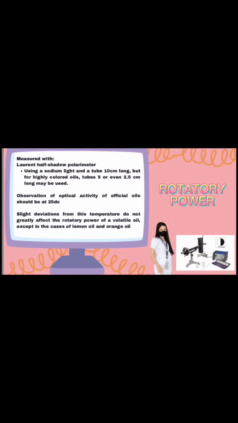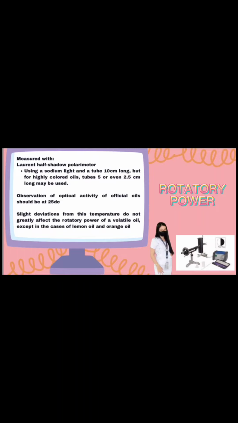Observation of optical activity of official oils should be at 25 degrees Celsius. Slight deviations from this temperature do not greatly affect the rotatory power of a volatile oil, except in the cases of lemon oil and orange oil. The rotatory power of some volatile oils varies within relatively wide limits. This determination should never be omitted in their examination.